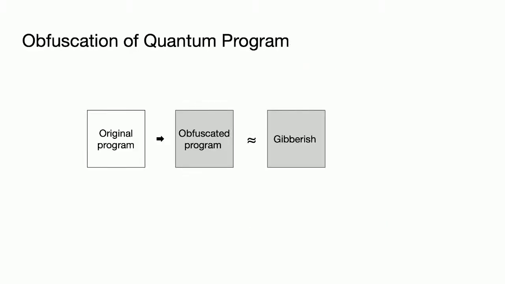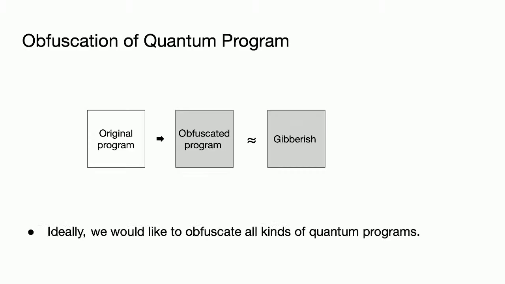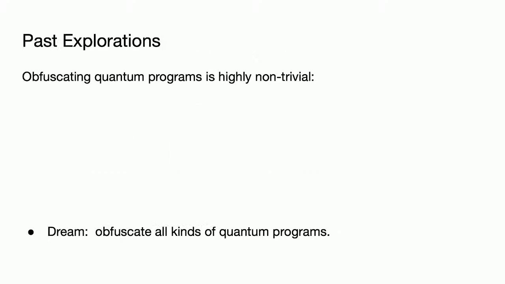So let us briefly recall what obfuscation is. Initially, we have the original program, and after obfuscation, we want to get an obfuscated program, which preserves the functionality, but appears unintelligible. And ideally, we will want to obfuscate all kinds of quantum programs. However, obfuscating quantum programs is a tough nut to crack.